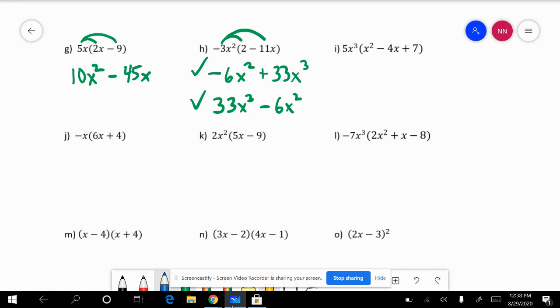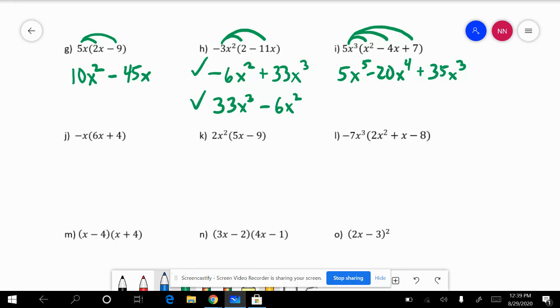For the next one, since there's 3 terms, that would be a trinomial. Inside the parentheses, we're going to multiply it by each of the terms. So we have 5x to the 5th. We have negative 20 or minus 20 x to the 4th. And then what we have is 35 and then x to the 3rd.